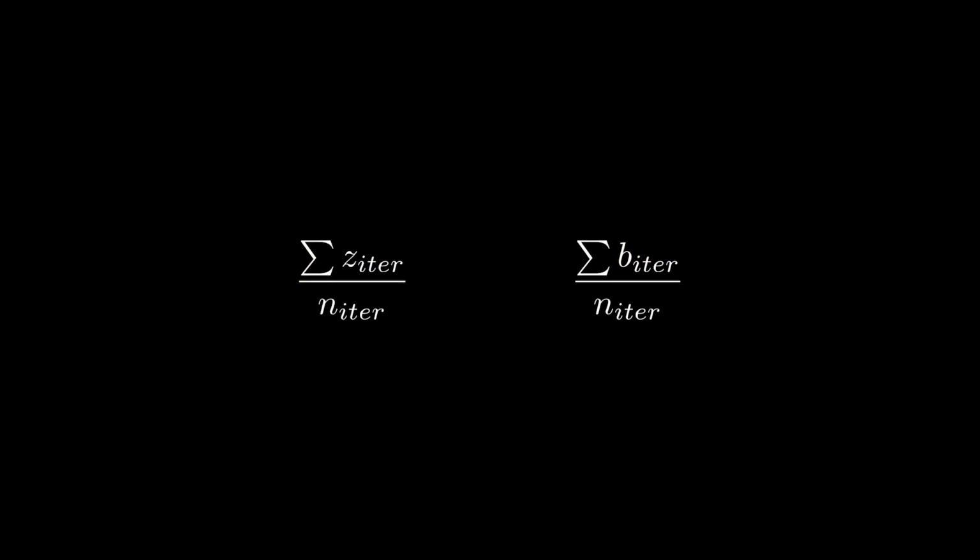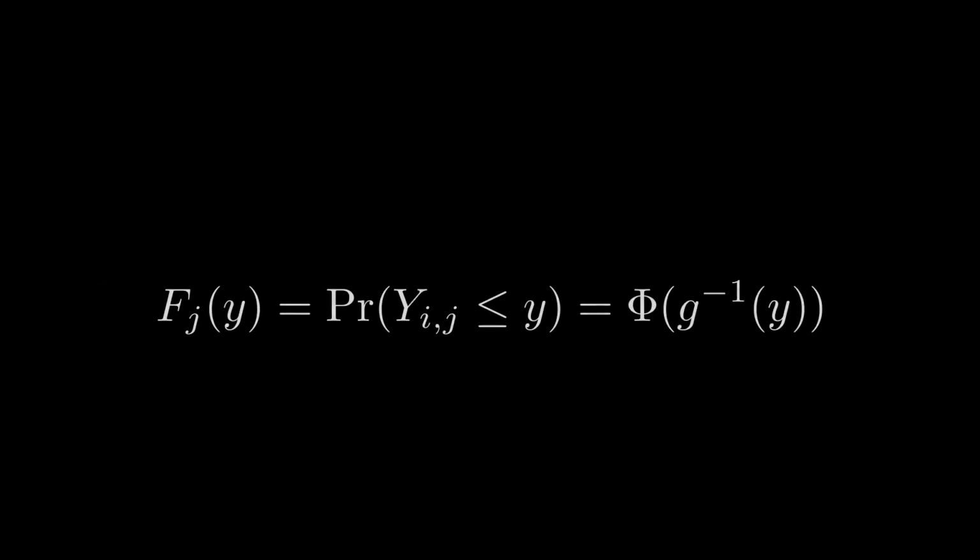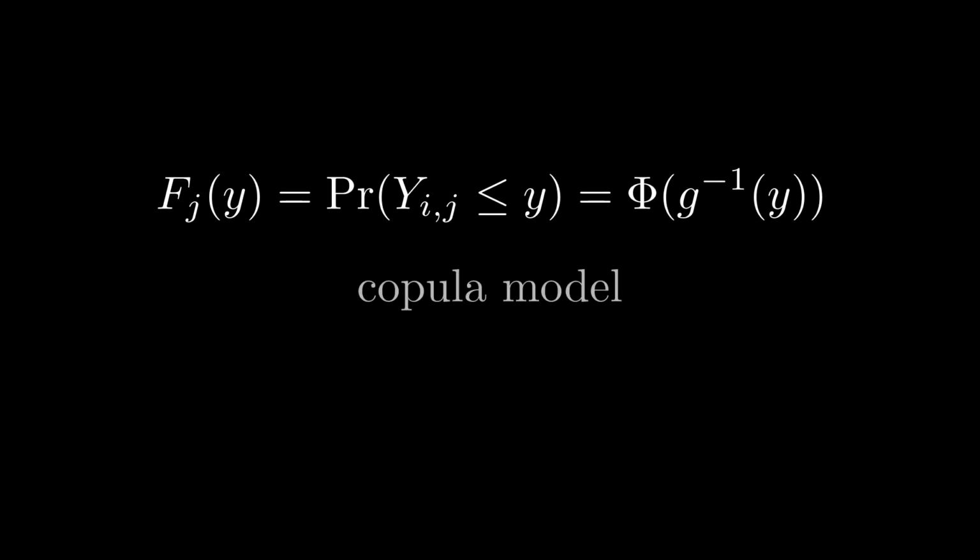Finally, it's worth noting that because we assume the latent variables are independent and identically distributed normal random variables with a correlation matrix psi, we can actually examine the dependencies among our variables. To estimate psi, we first need to consider that every observed variable yij is generated by transforming its corresponding latent variable zij through a non-decreasing function gj. This is significant because it means that each marginal distribution of y depends on its own transformation function gj, not the correlation matrix. This is a copula model where psi captures the dependencies among variables while the g function controls the marginal distributions of each variable.